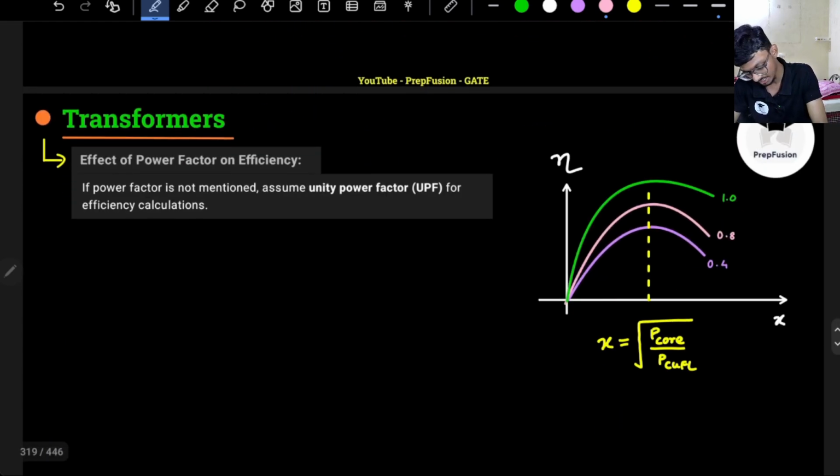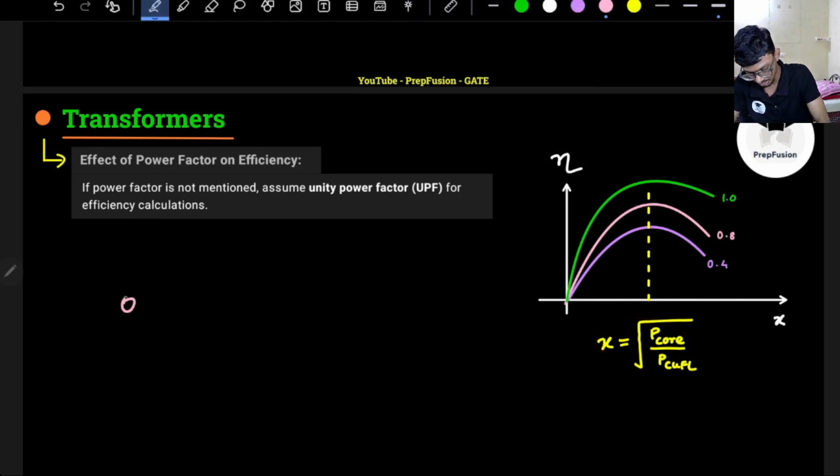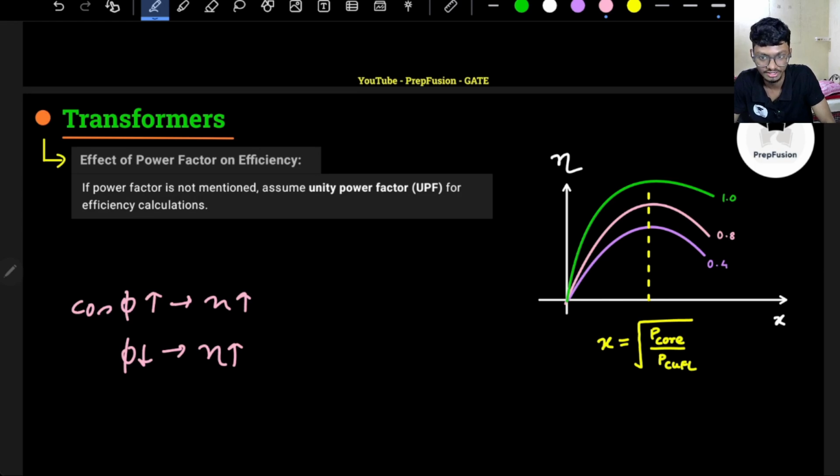So if I keep on increasing my power factor, that is 0.4 to 0.8, the efficiency will increase, and at this particular loading the efficiency will be maximum, where the power factor is also 1, where the loading is also this value. Okay, got it. So if I increase my power factor, cos phi, the efficiency increases. That means if I decrease my power factor angle, the efficiency will increase, because cos phi and phi are inversely proportional to each other.